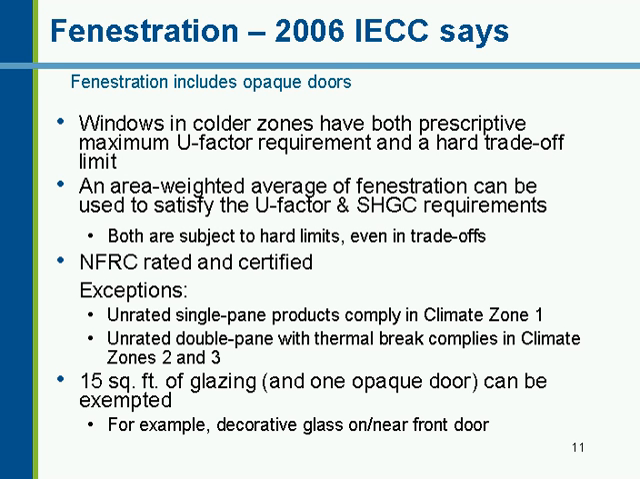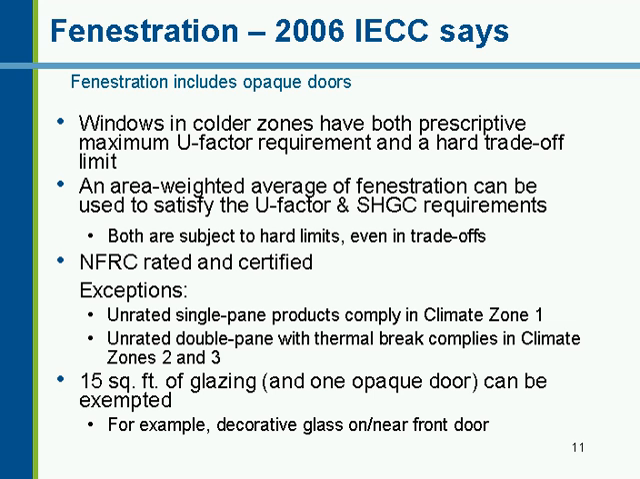Now, a couple of things that are in the 2006 that I will be discussing are some building envelope components and how REScheck is handling some of these new requirements. For fenestration, the 2006 says, first off, it includes opaque doors. So in the 2006, when you hear the word fenestration, it is not just glass, it includes doors as well.